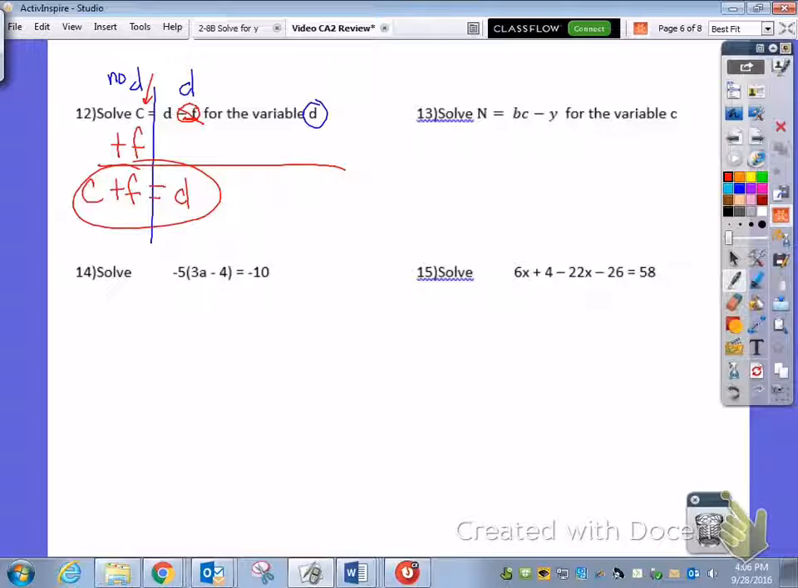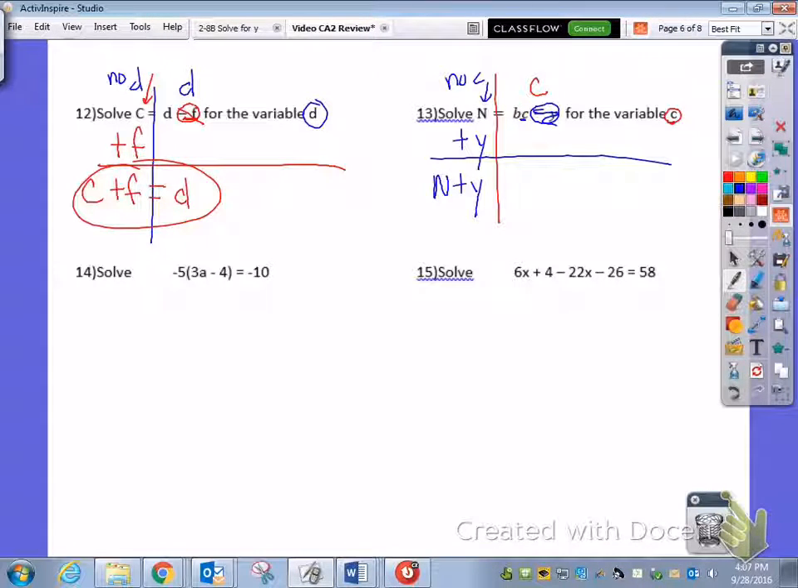That's it. I want to solve for c. So where do you see the letter c? On the right. So that means I want no c's on the left. Well, this has a c, so I need to move this first. A -y becomes plus y. Okay? So start from the top. N plus y equals, you got BC.